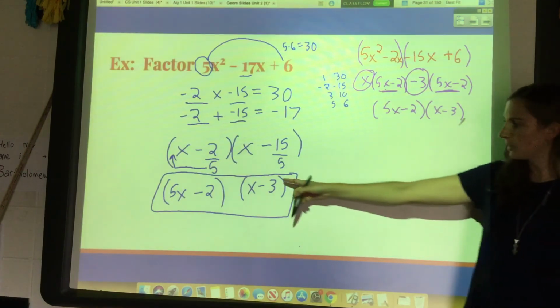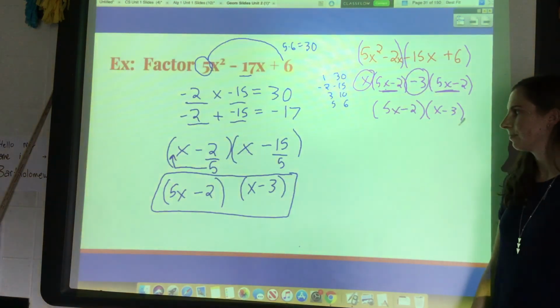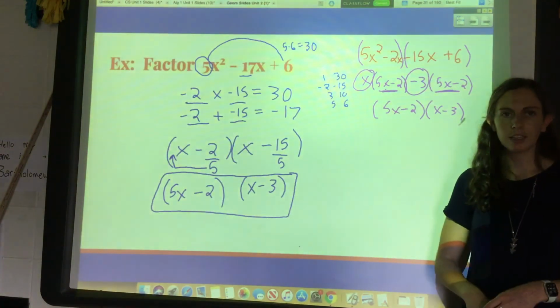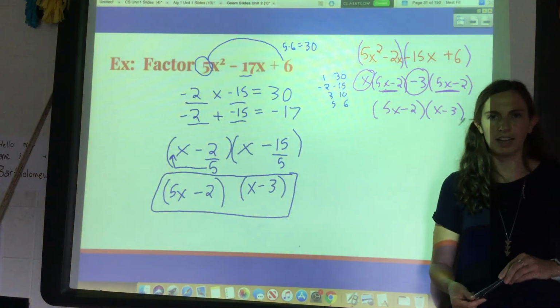Again, same thing that we got doing divider slide. So feel free to use either method. If one makes a little more sense to you, that's totally fine.